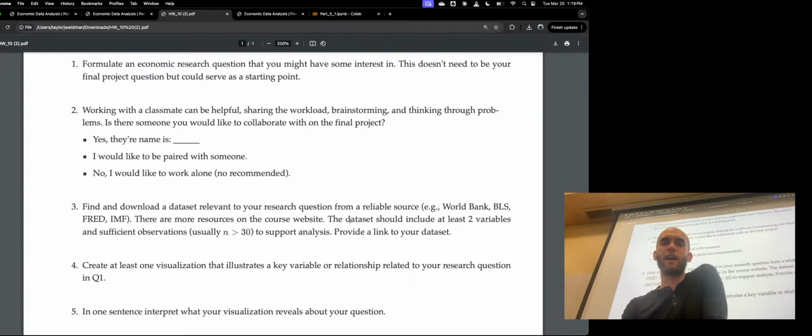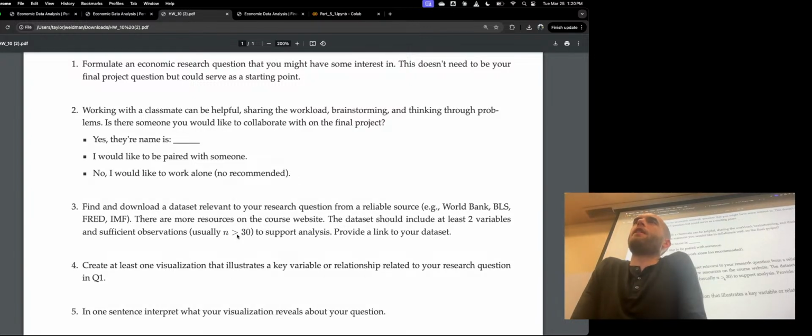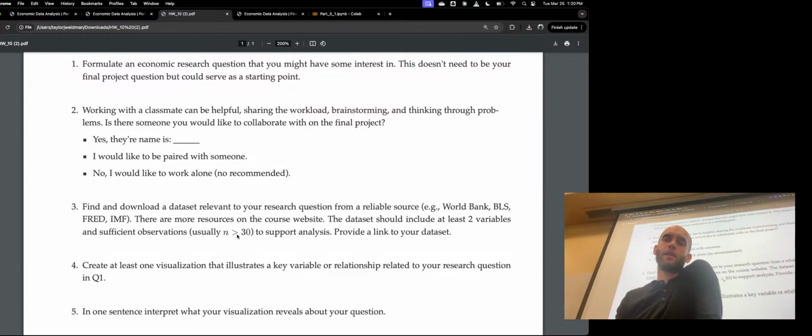And a couple of things: I need 2 variables. So whatever data set you work with, I need at least 2 columns. These could be continuous variables or discrete or categorical, whatever the case may be. I just need 2 variables. And then I also need that there's a sufficiently large number of observations. So usually this is like greater than 30. It doesn't have to be 30 as a cutoff, but just make sure that you're dealing with enough observations. And then you'll just give me a link to where you got your data from.